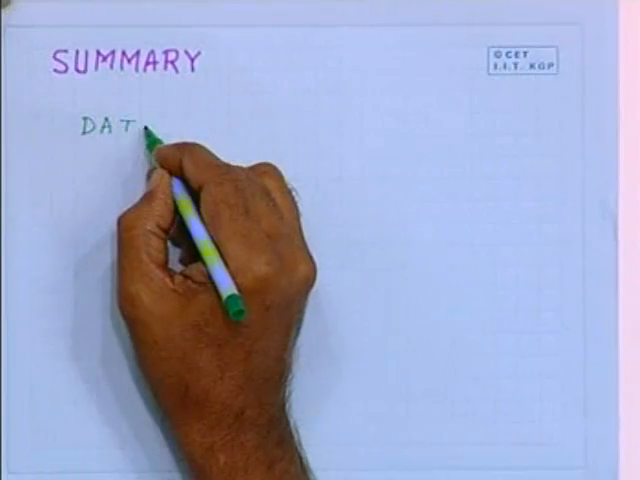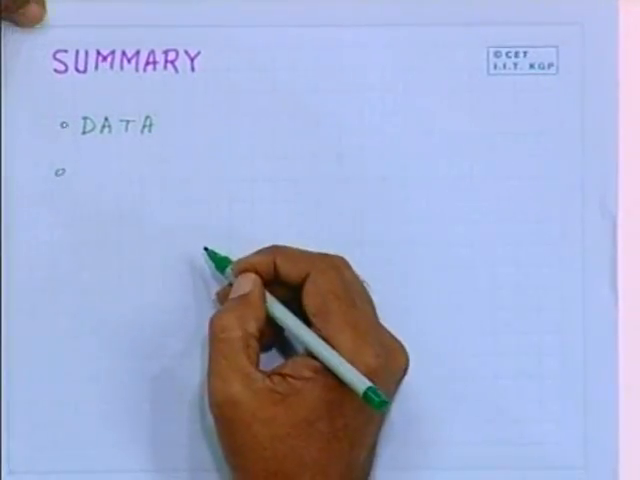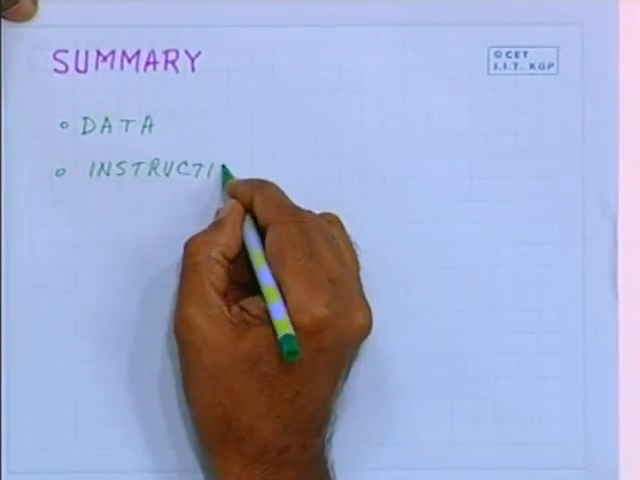So to summarize, in this lecture we have introduced the different types of data that are used in a microprocessor, that is, the Two's Complement number, and also we have introduced the instruction formats. We have discussed the basis of the instruction formats, how important the instruction format is, and the instruction format that is used in the 8085 microprocessor.